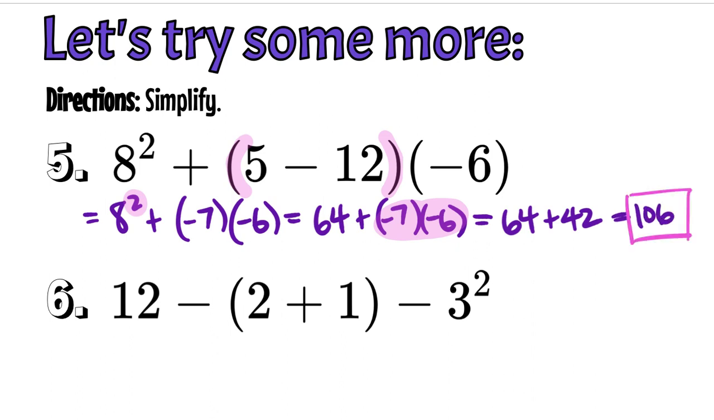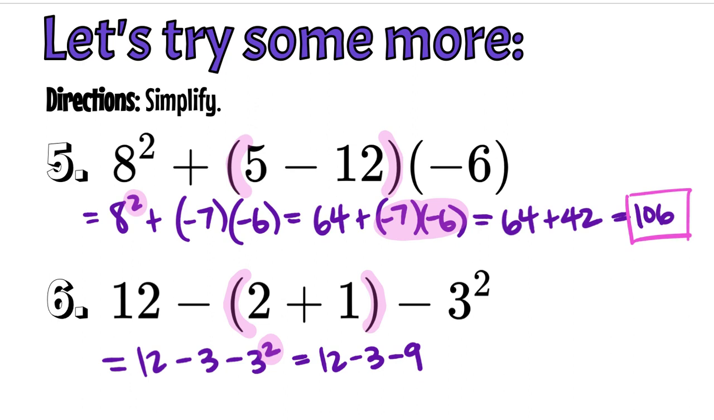Let's try another one. Number 6 says 12 minus the quantity 2 plus 1 minus 3 squared. Remember the first step is our grouping symbols here, so we're going to simplify 2 plus 1, which means we need to rewrite everything else first. So this is going to equal 12 minus, and then we simplify 2 plus 1 to equal 3, and we're subtracting 3 squared. Next, we want to simplify the exponent. So we rewrite everything else, 12 minus 3 minus, and then our 3 squared becomes 9.